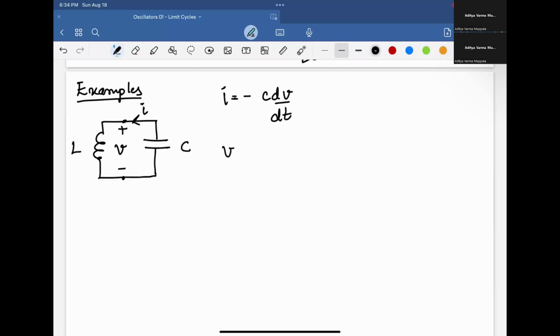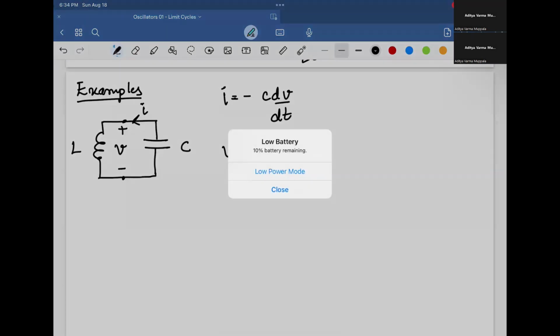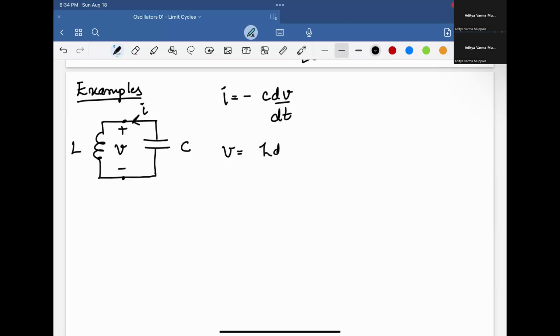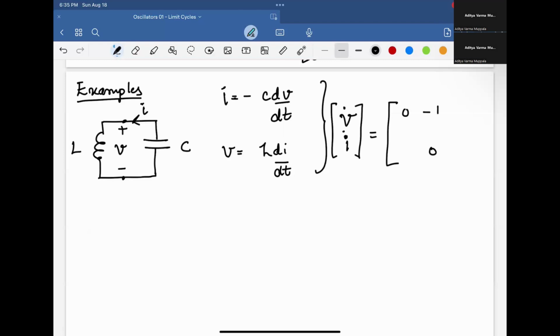And the other equation is V equal to L di over dt. Right? So here x and y are the same. So you can write this basically as V dot, I dot, with a dot on both of them, is equal to, let's see, there's 0, 0 here, and V dot is minus 1 over C times I, and this should be 1 over L. And this is your V and I.